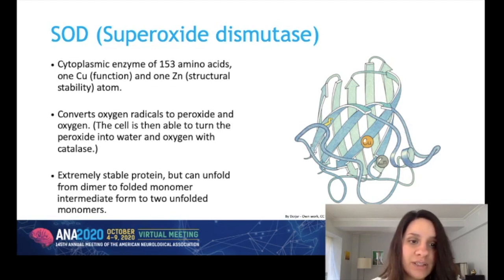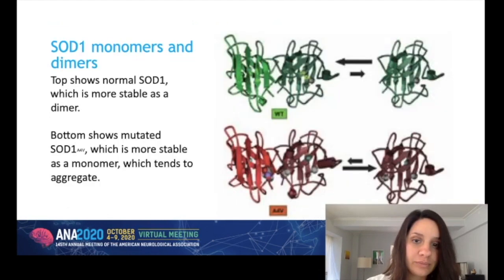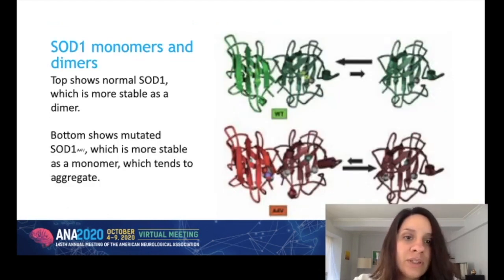This is an extremely stable protein as a dimer, but it can unfold to a folded monomer intermediate, which is unstable, and then move on to two unfolded monomers, which are also stable, but tend to aggregate. So as you can see, we have the dimers on the left, the monomers on the right. The intermediate is not included in this diagram.